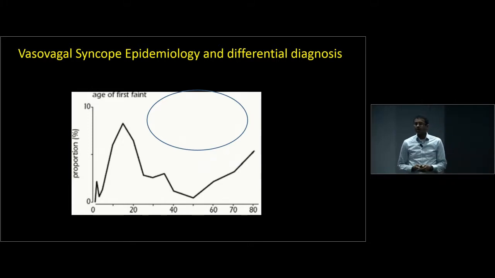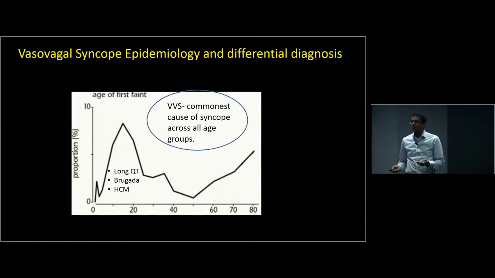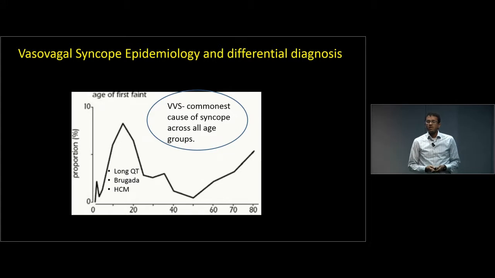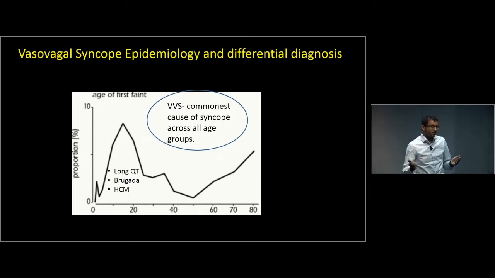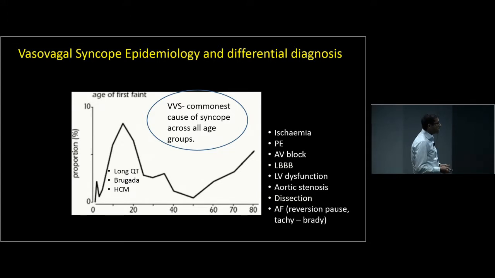Looking at epidemiology, vasovagal syncope still dominates as the number one cause of syncope across all age groups. You can see that it follows essentially a bimodal age distribution. It's more common in teenagers and early 20s, which is certainly a group that I see, and then from the 5th and 6th decade onwards, again escalating in incidence. With our aging population, we're going to see more and more patients presenting at that latter end of the spectrum.